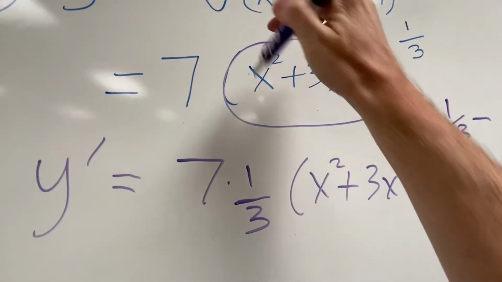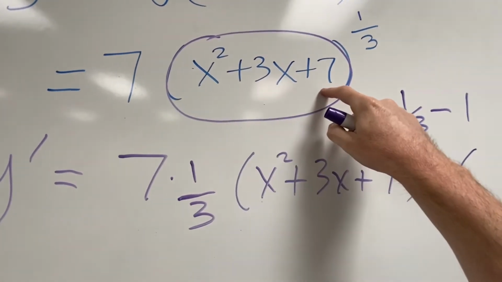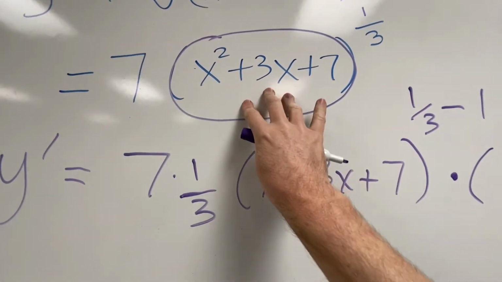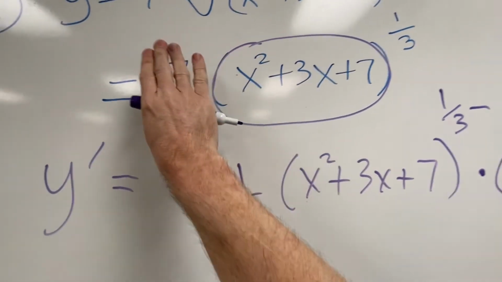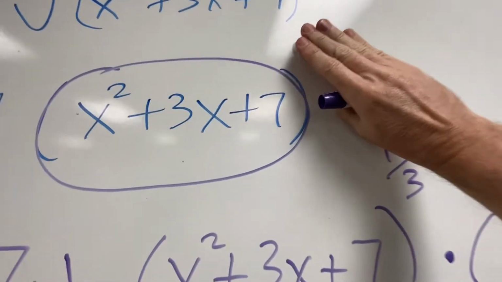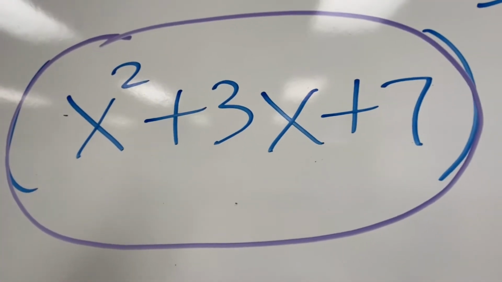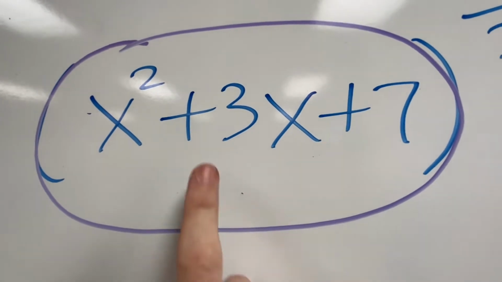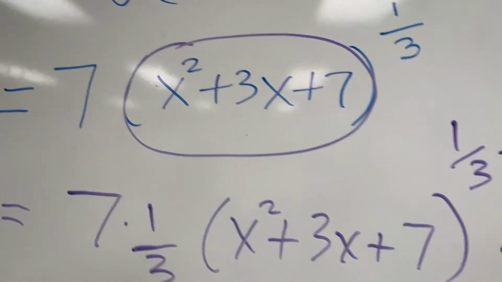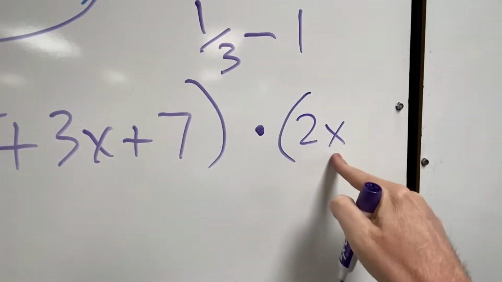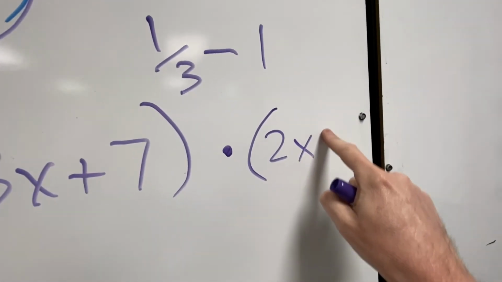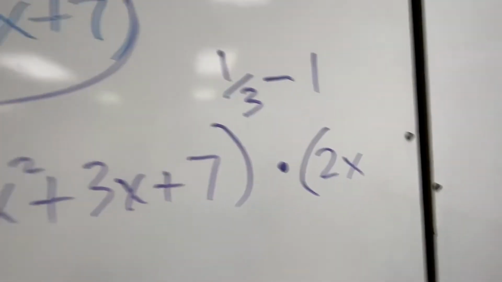We never did take the derivative of x squared plus 3x plus 7. We set it aside like we're supposed to, but you never did address it. So eventually you have to address this. So ignore the 7, ignore the 1/3, just focus on this. What's the derivative of just x squared plus 3x plus 7? All right, what's the derivative of x squared? 2 to the front, base x stays the same, to the 2 minus 1 is 1, or just 2x, okay?